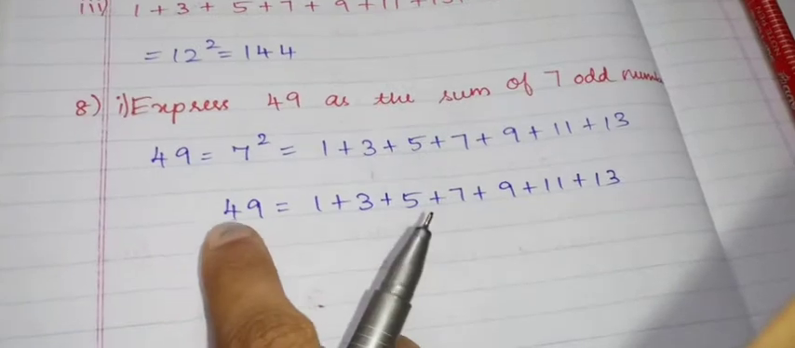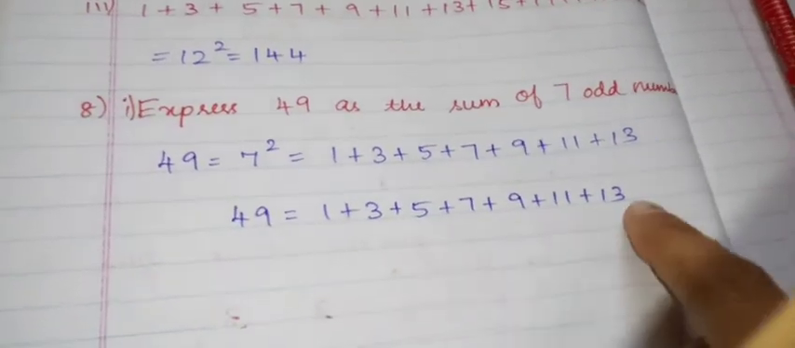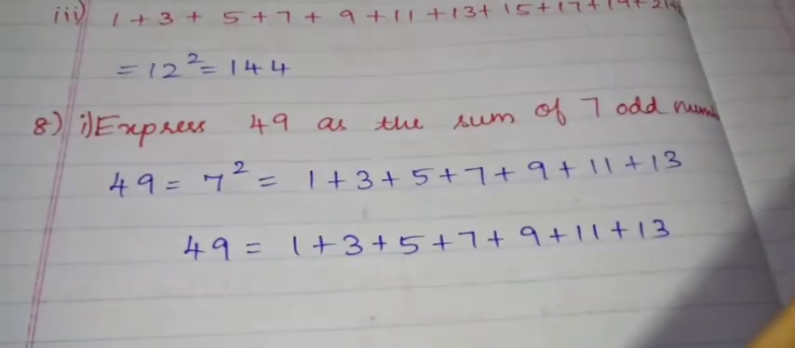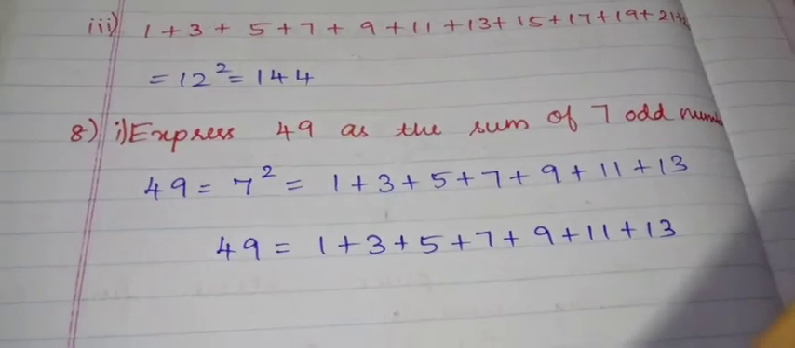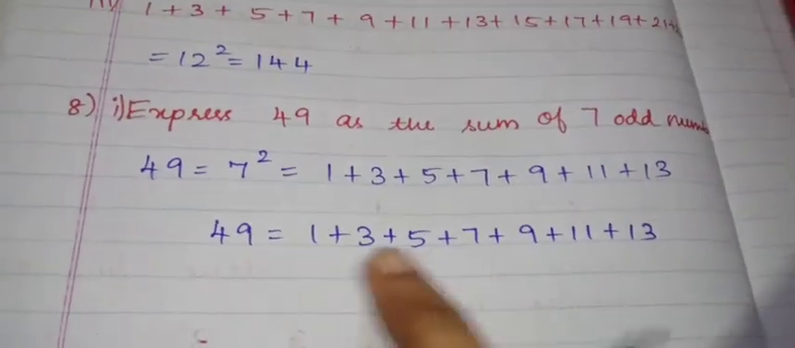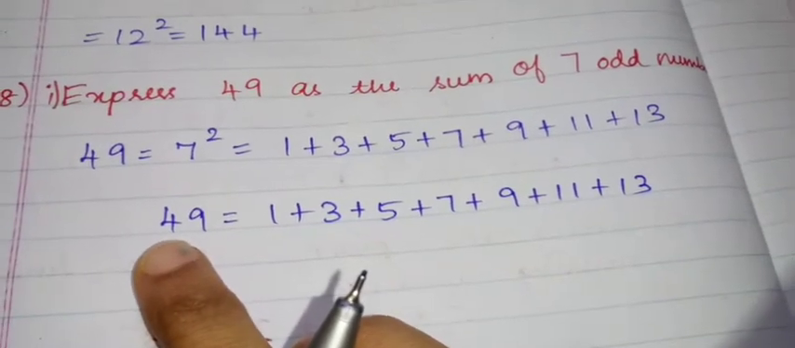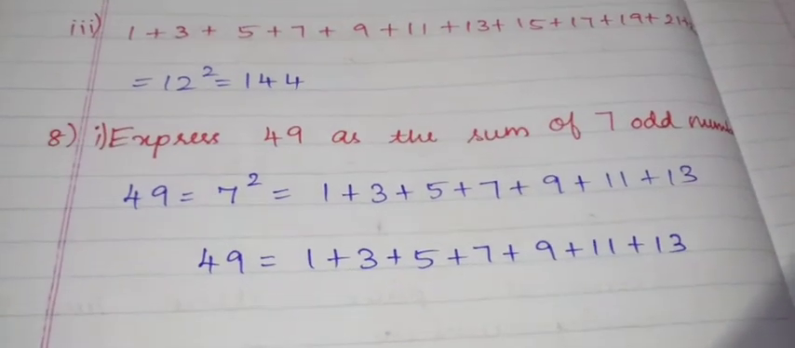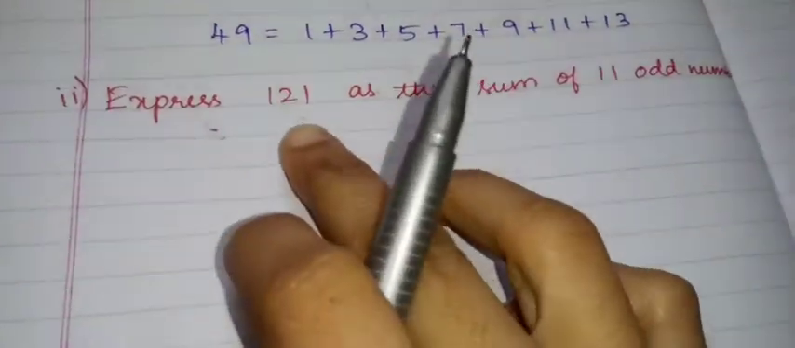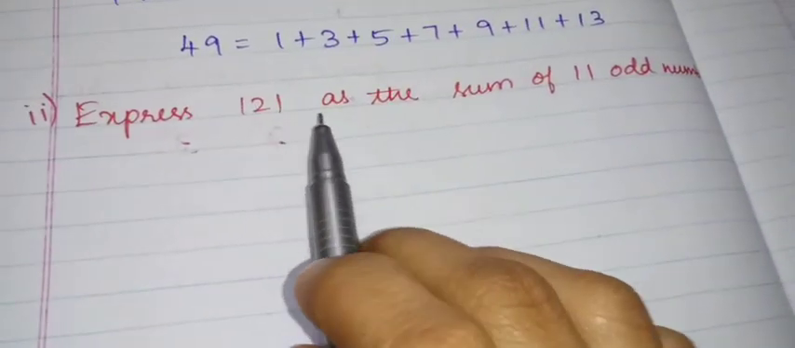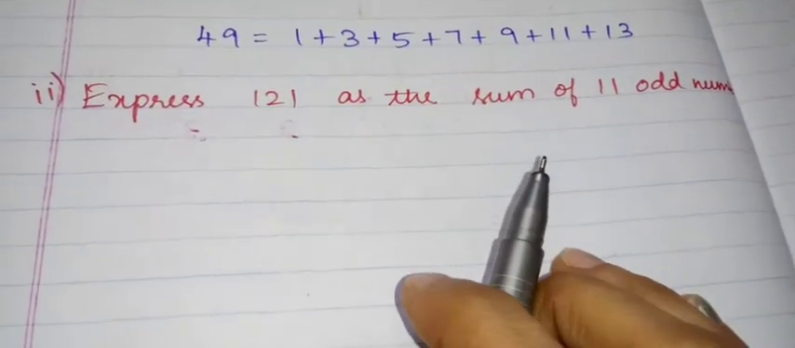So I have written 49 as the sum of 7 odd numbers. So this is how you should write it, okay? They have asked you to write the number as, since I know 49 as 7 square, I can write it easily. Okay children? Second problem, express 121 as the sum of 11 odd numbers.